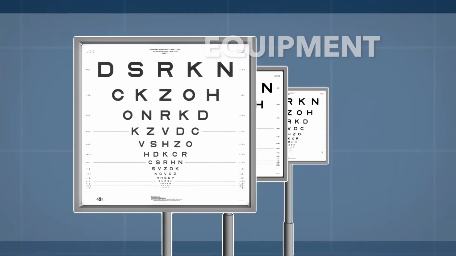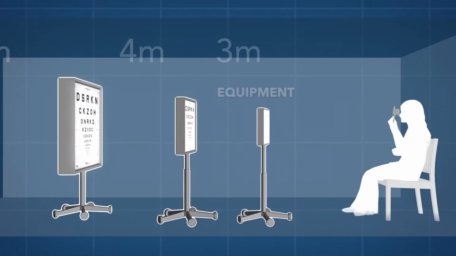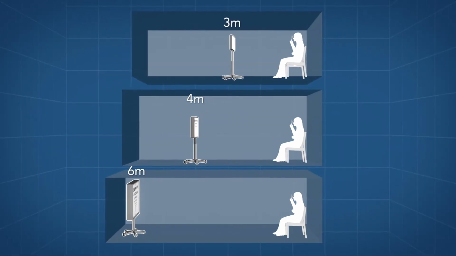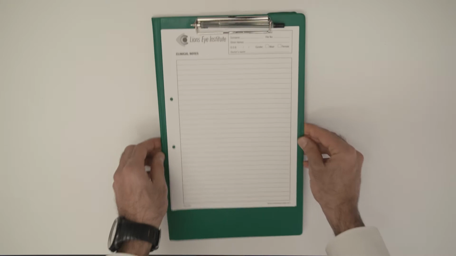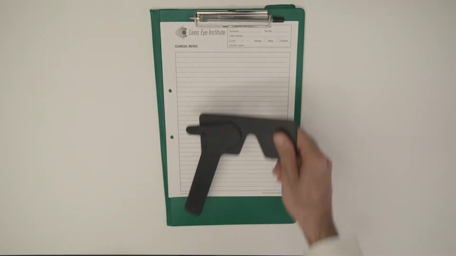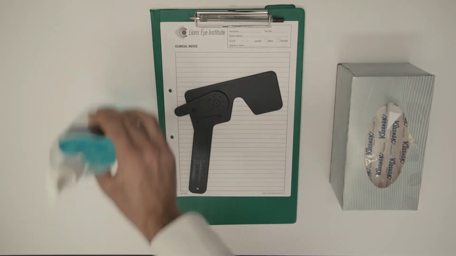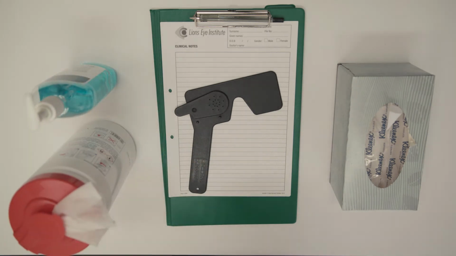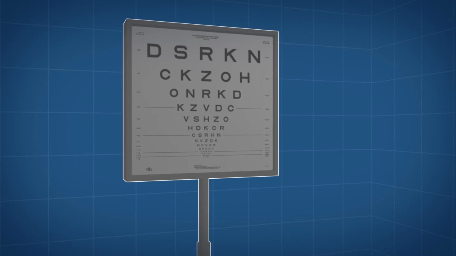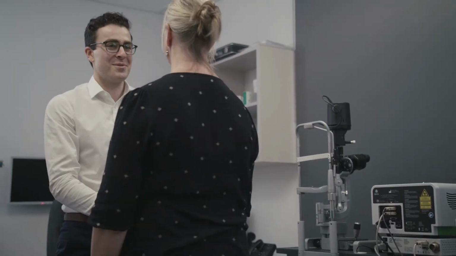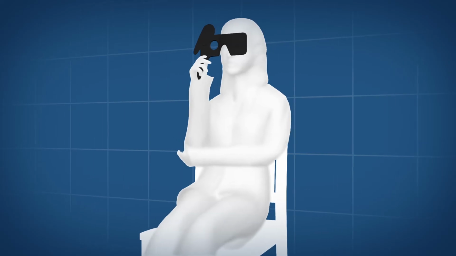Different sized eye charts are available for use at 6 meters, 4 meters, and 3 meters, depending on the size of your room or clinic. You'll need the patient's documentation, a pinhole occluder, box of tissues, and a hand sanitizing gel and sterile wipes. Ensure the chart's well illuminated with enough light in the room or a backlit chart like the one that we've got. Position the patient sitting or standing at the appropriate distance from the chart and let them know that you'll test one eye at a time.